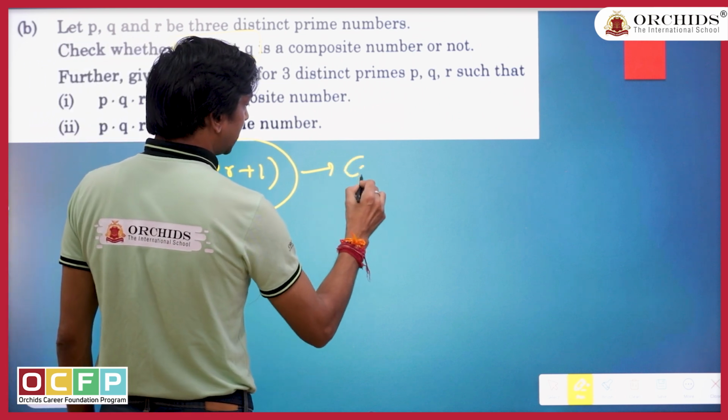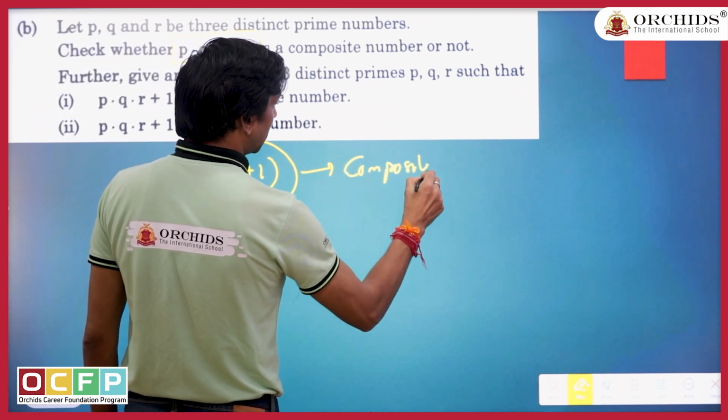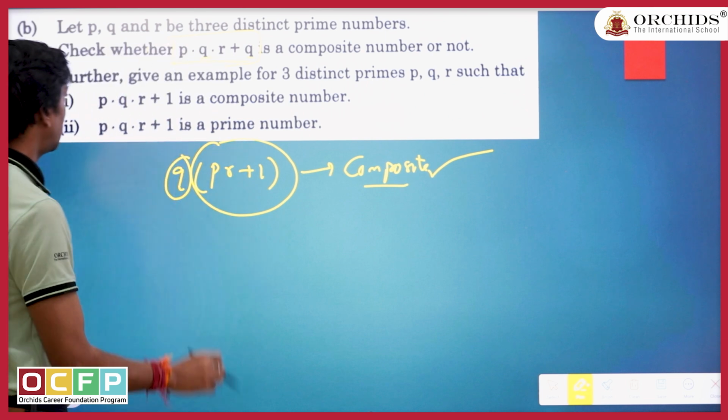More than 2 factors means this expression is a composite number. So it is proved. Yes, it is a composite number.